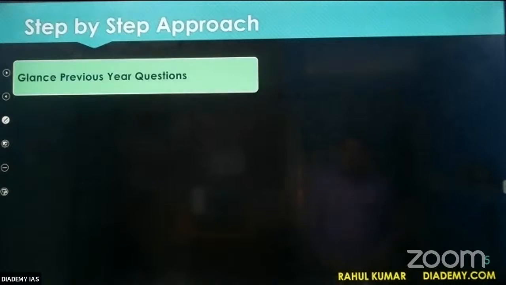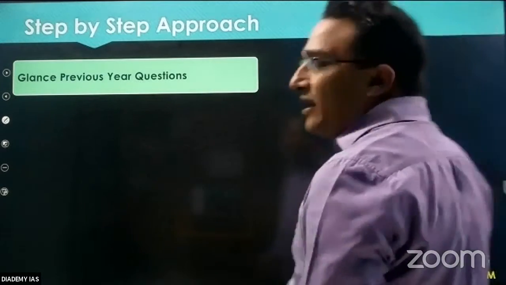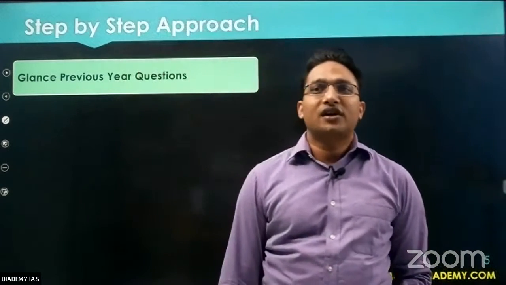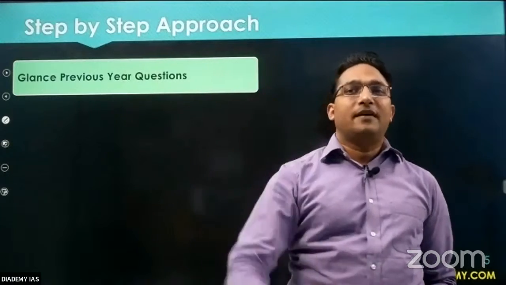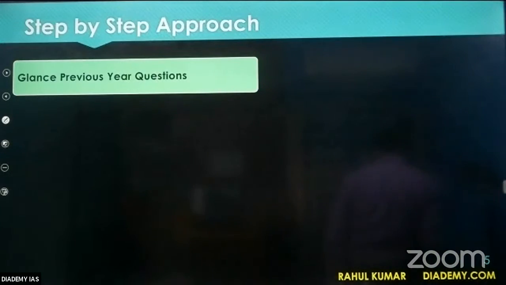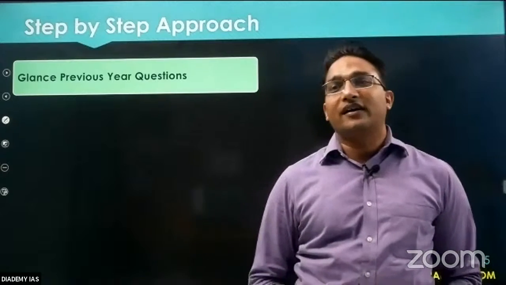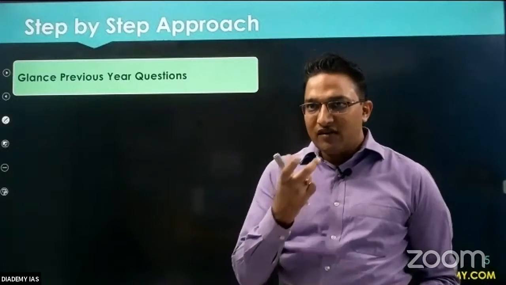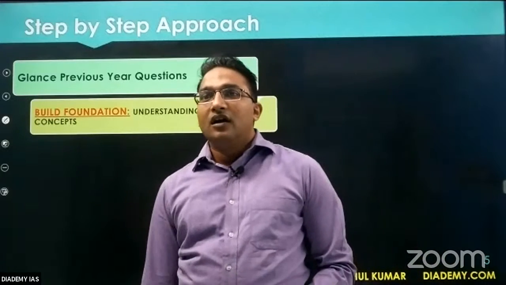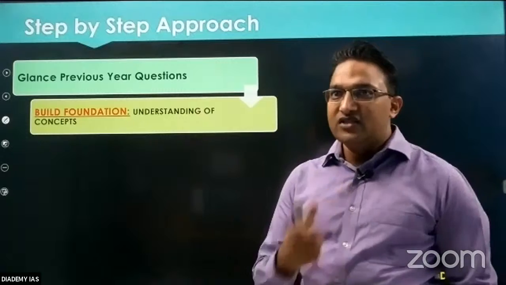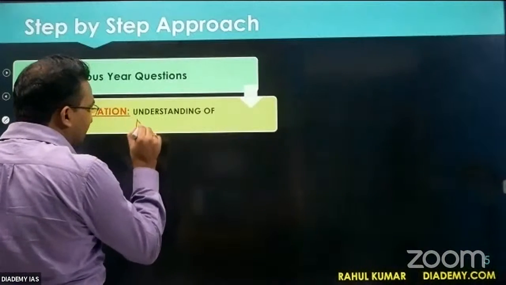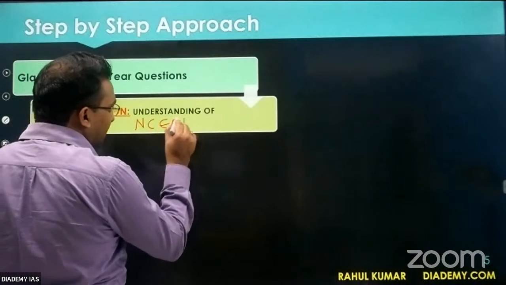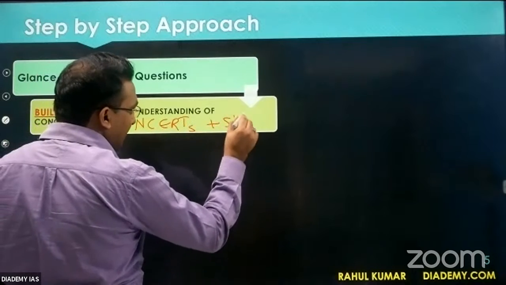So to start with, if we want to really master the economy, को master करने के लिए you need to have the step by step approach, right? And for that matter, any subject in the civil services examination, you must have the step by step approach. And when I say step by step approach, what is the meaning of that? First of all, you should glance at the previous year questions. You must have a previous year question bank. Number two, you should build the foundation, and this foundation you can build from the NCERTs plus the standard books, right? So this is the approach.